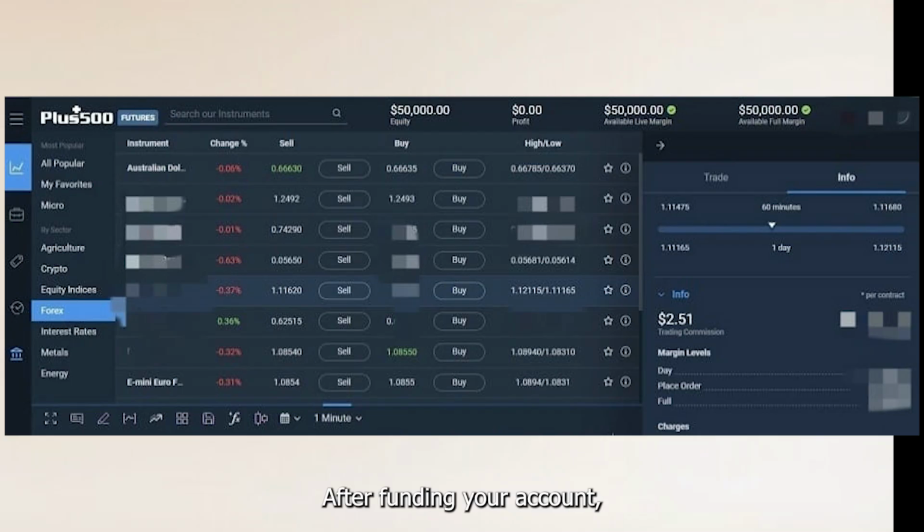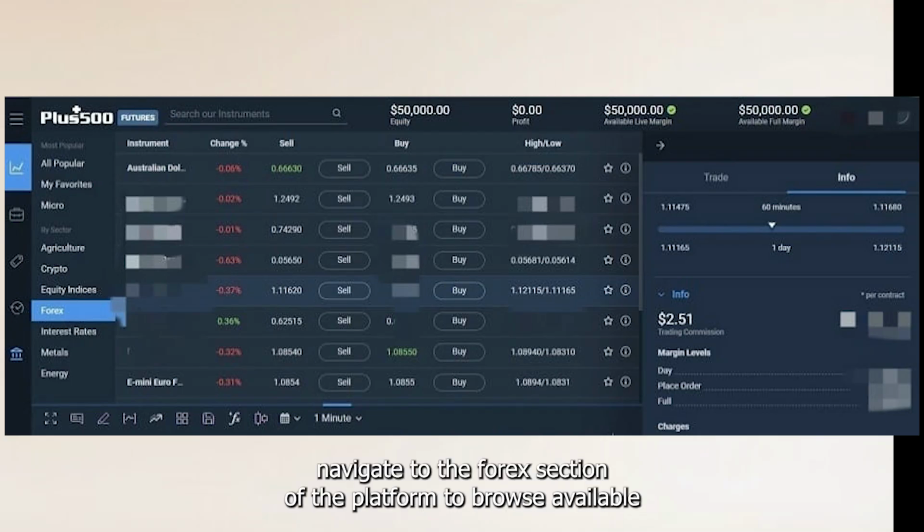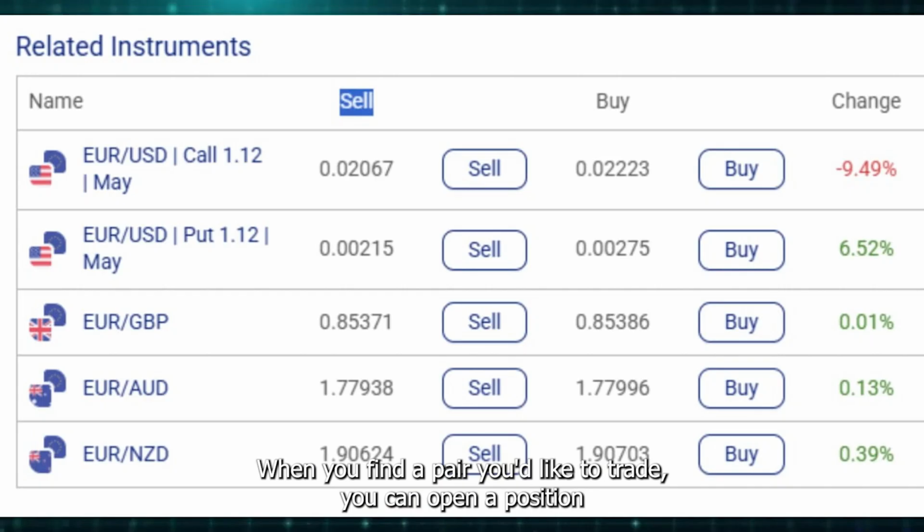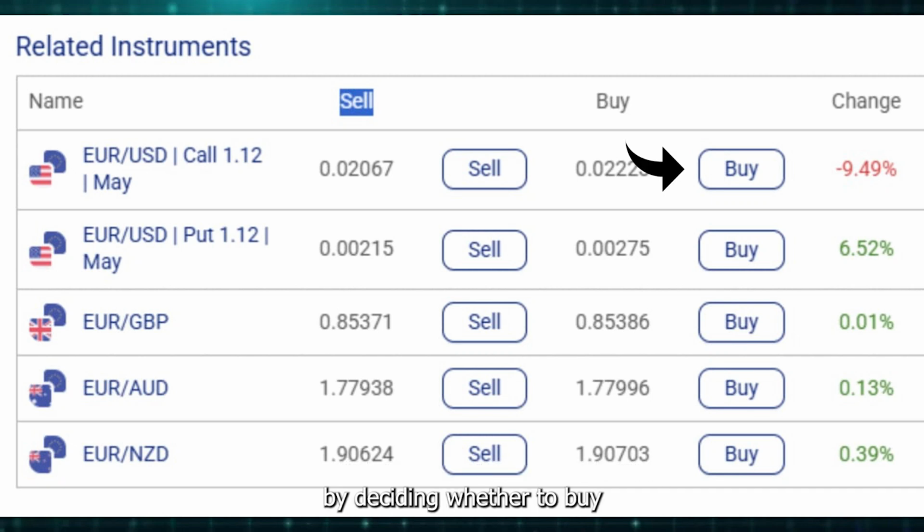After funding your account, navigate to the Forex section of the platform to browse available currency pairs. When you find a pair you'd like to trade, you can open a position by deciding whether to buy, if you believe the base currency will rise, or sell, if you think it will fall.